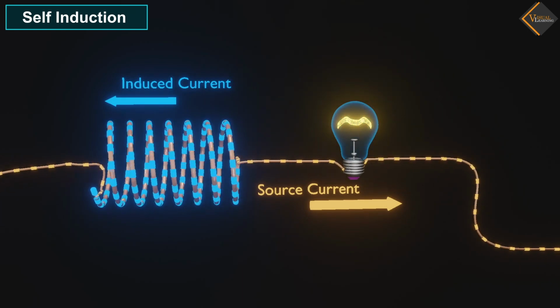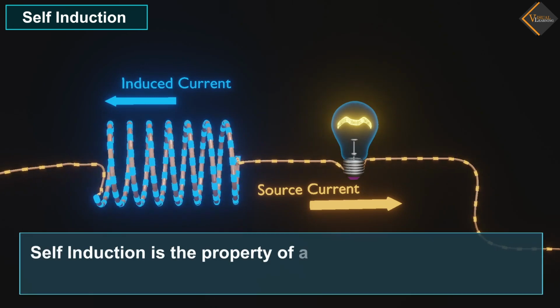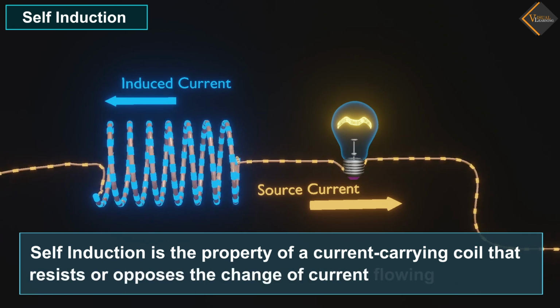Self-induction can be defined as: self-induction is the property of a current-carrying coil that resists or opposes the change of current flowing through it.